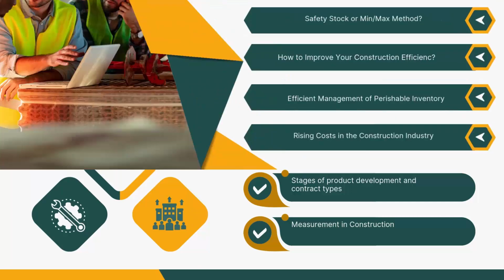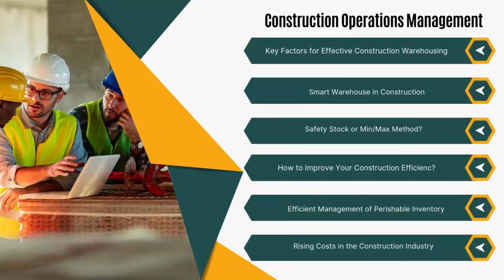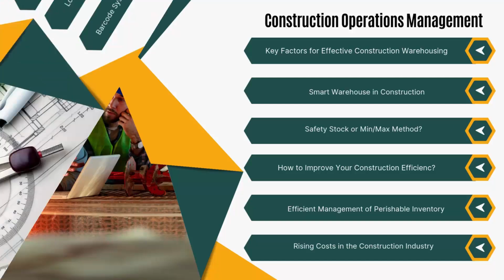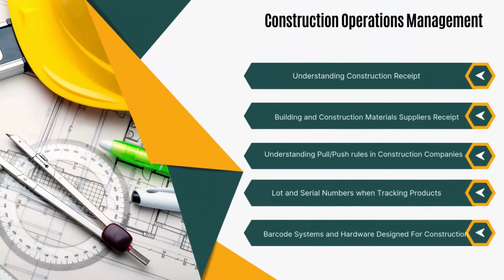Module 1 Construction Companies Operations Management. The key types of construction contracts. Types of commercial contracts your team must know. Stages of product development and contract types. Measurement in construction. Key factors for effective construction warehousing. Smart warehouse in construction. Safety stock or min-max method.